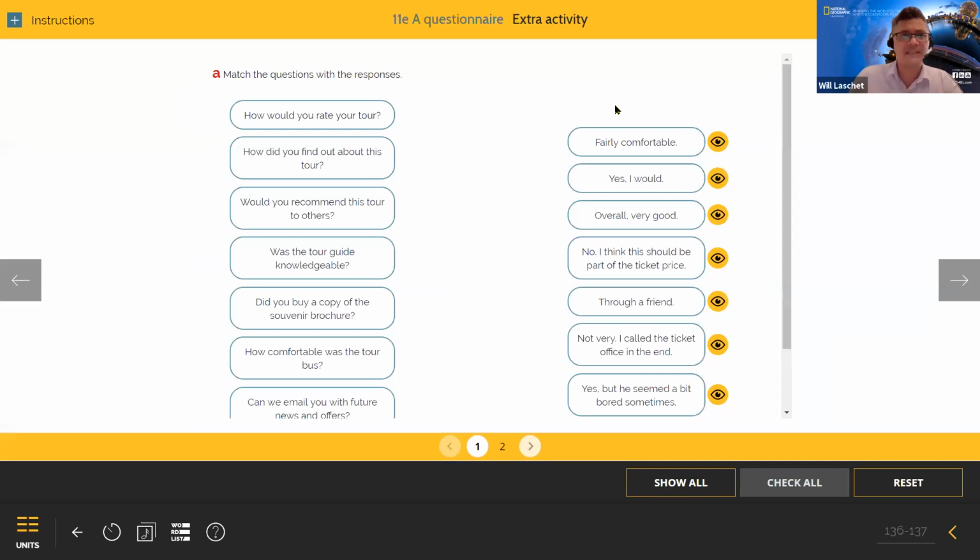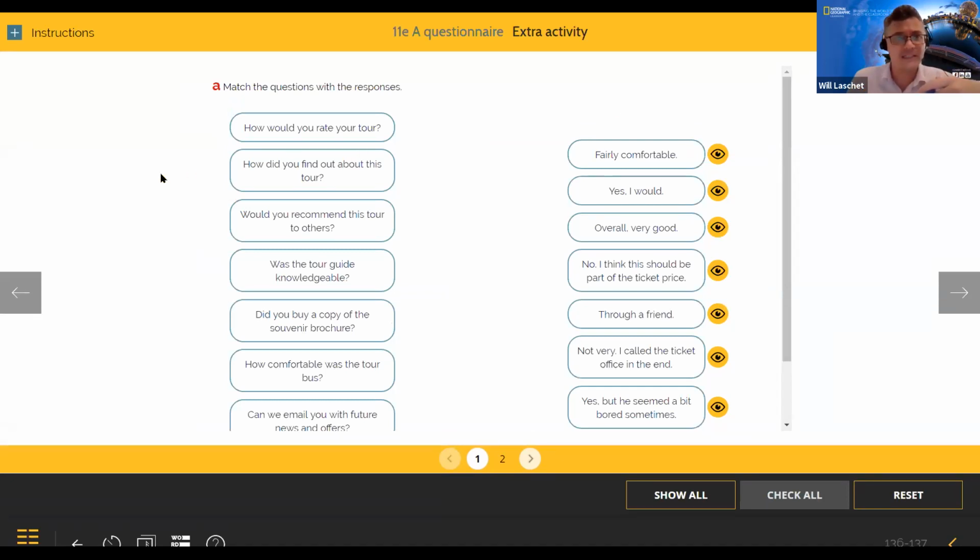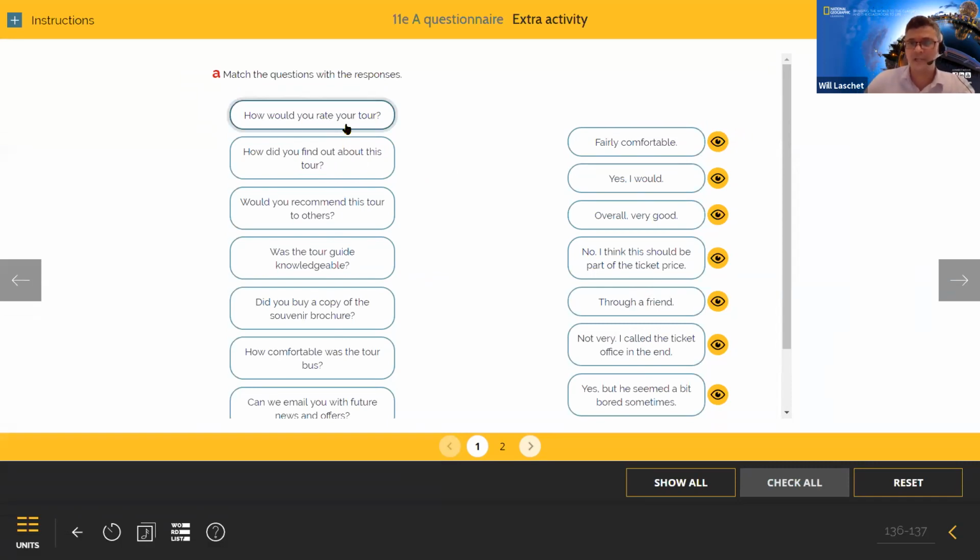Here we go. Next, we've got an activity which is actually looking at responses. Okay, so questions and responses. So this is going to help students later on when they're actually answering questionnaires. We're not going to do all of this, but we'll just have a look at a couple of them. These are also sample question types that they could use in their own survey. So we've got, how would you rate? Okay, how would you rate your tour?